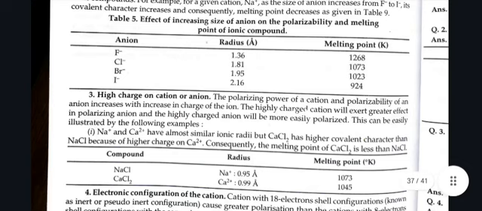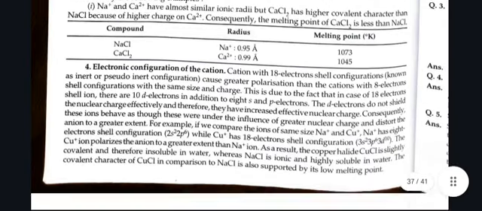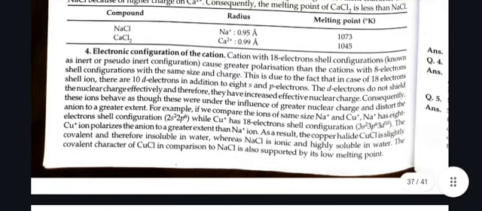Electronic configuration of the cation. Cations with 18 electron shell configuration, known as inert or pseudo-inert configuration, cause greater polarization than cations with 8 electron shell configuration with the same size and charge. This is due to the fact that in case of an 18 electron shell ion, there are 10 d electrons in addition to 8 s and p electrons. The d electrons do not shield the nuclear charge effectively and therefore they have increased effective nuclear charge. Consequently, these ions behave as though they were under the influence of greater nuclear charge and distort the anion to a greater extent.